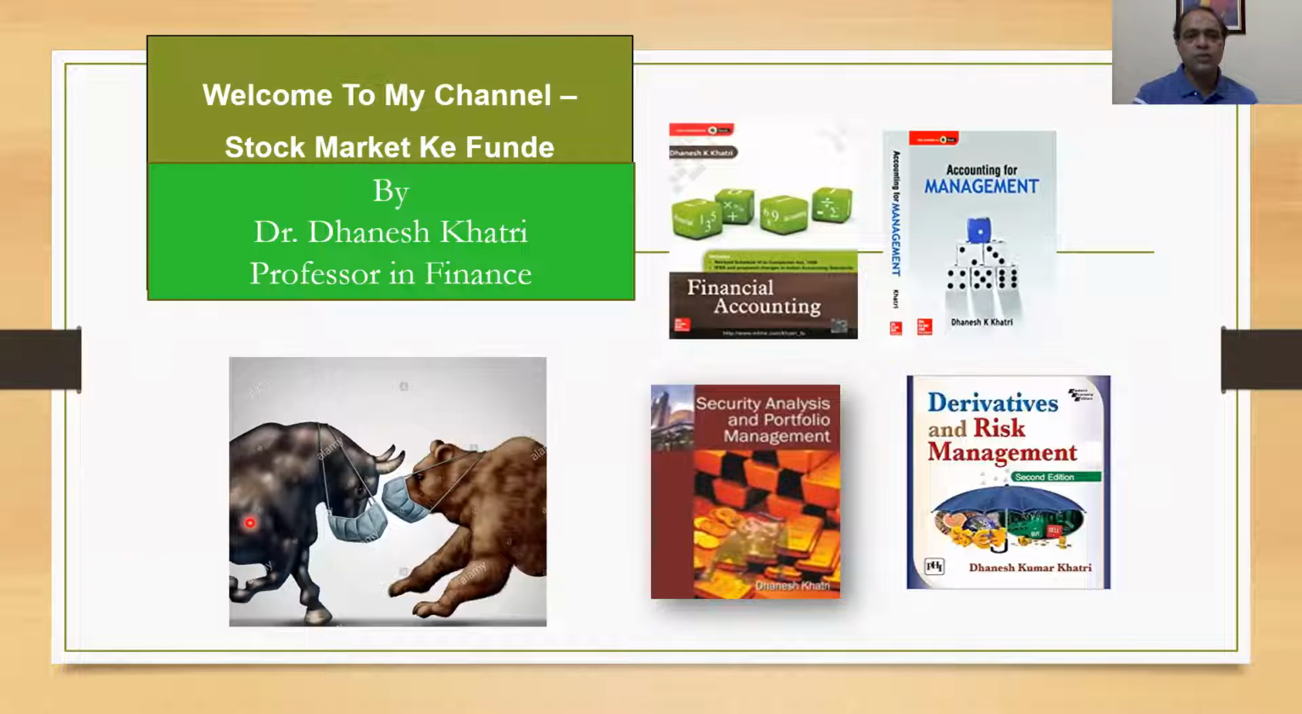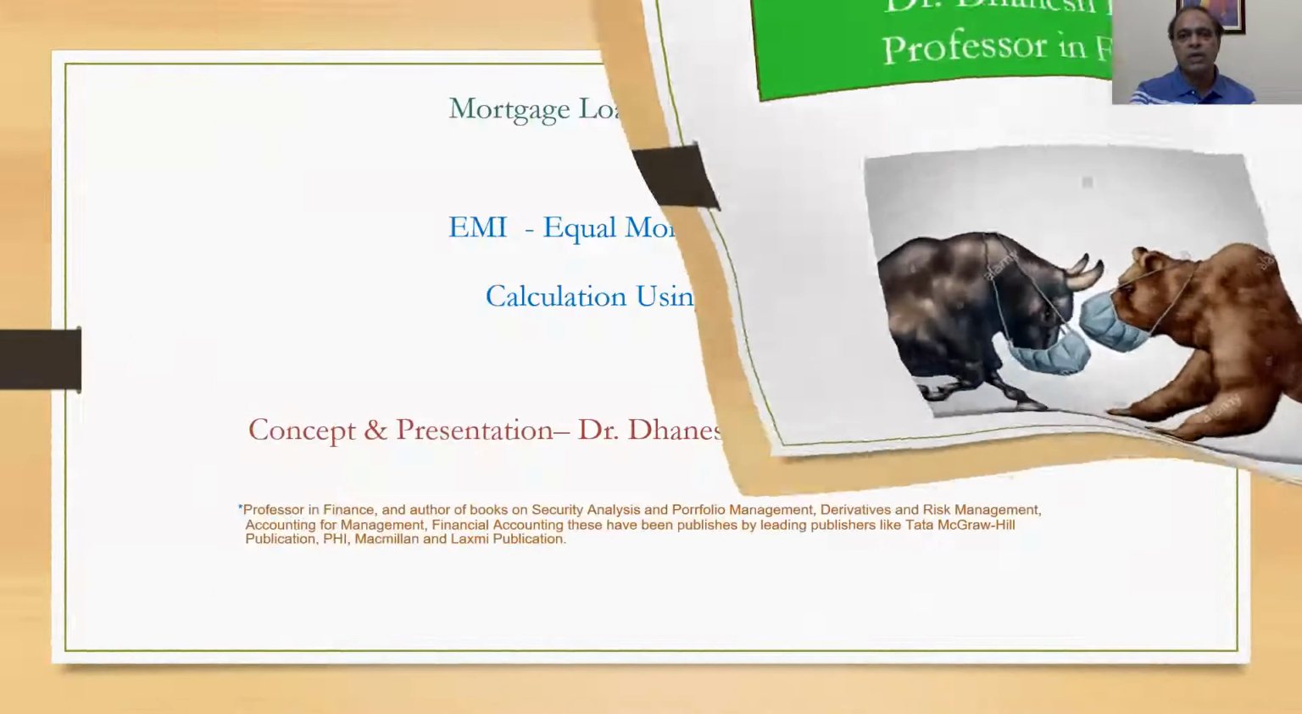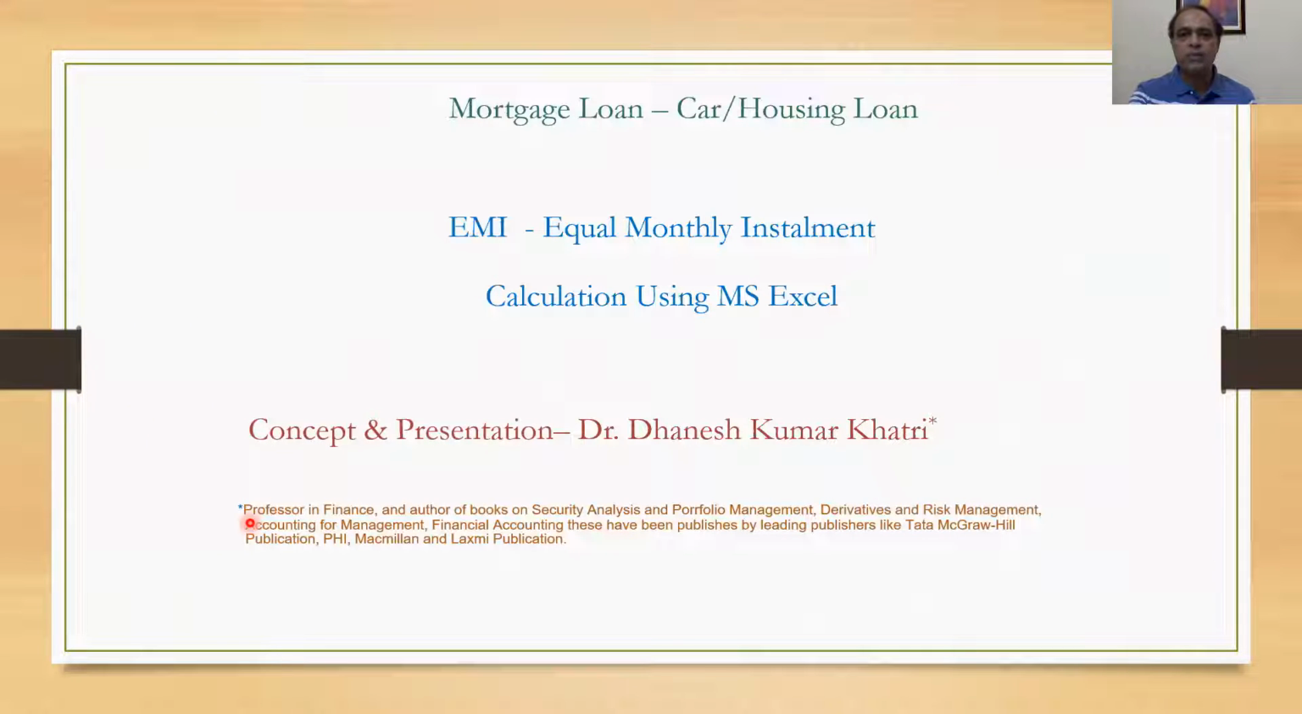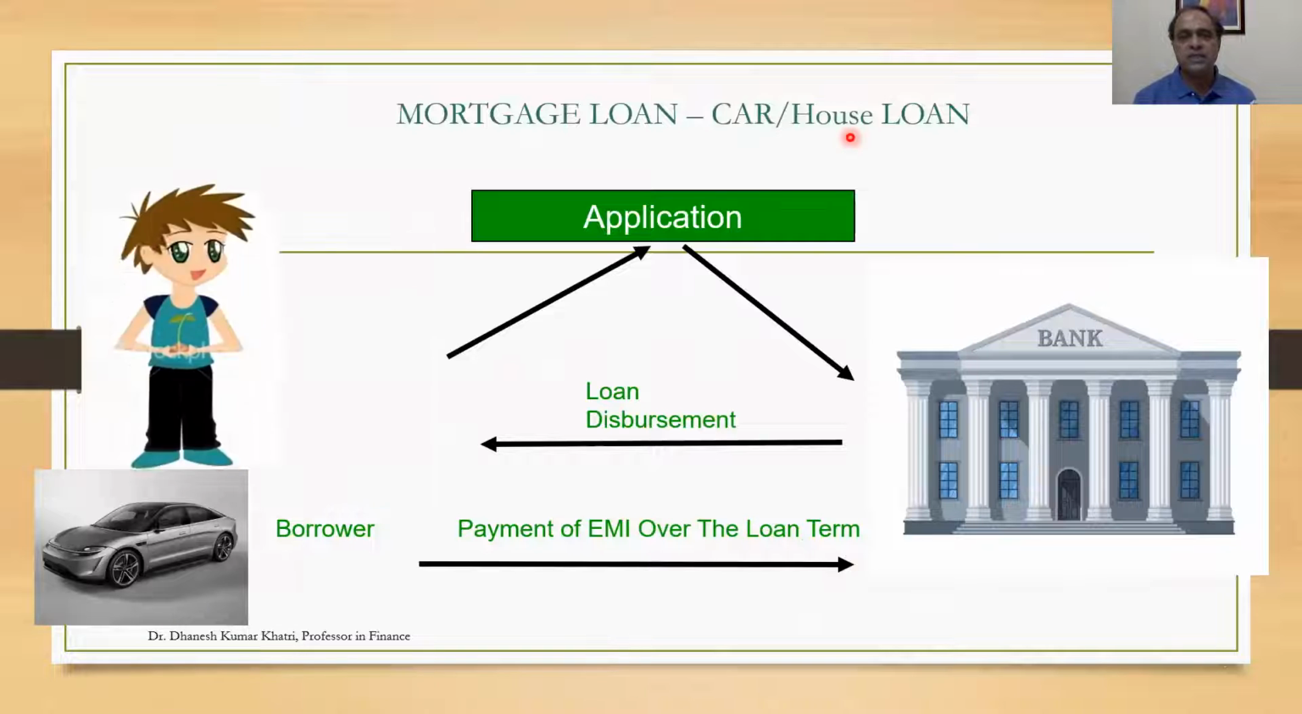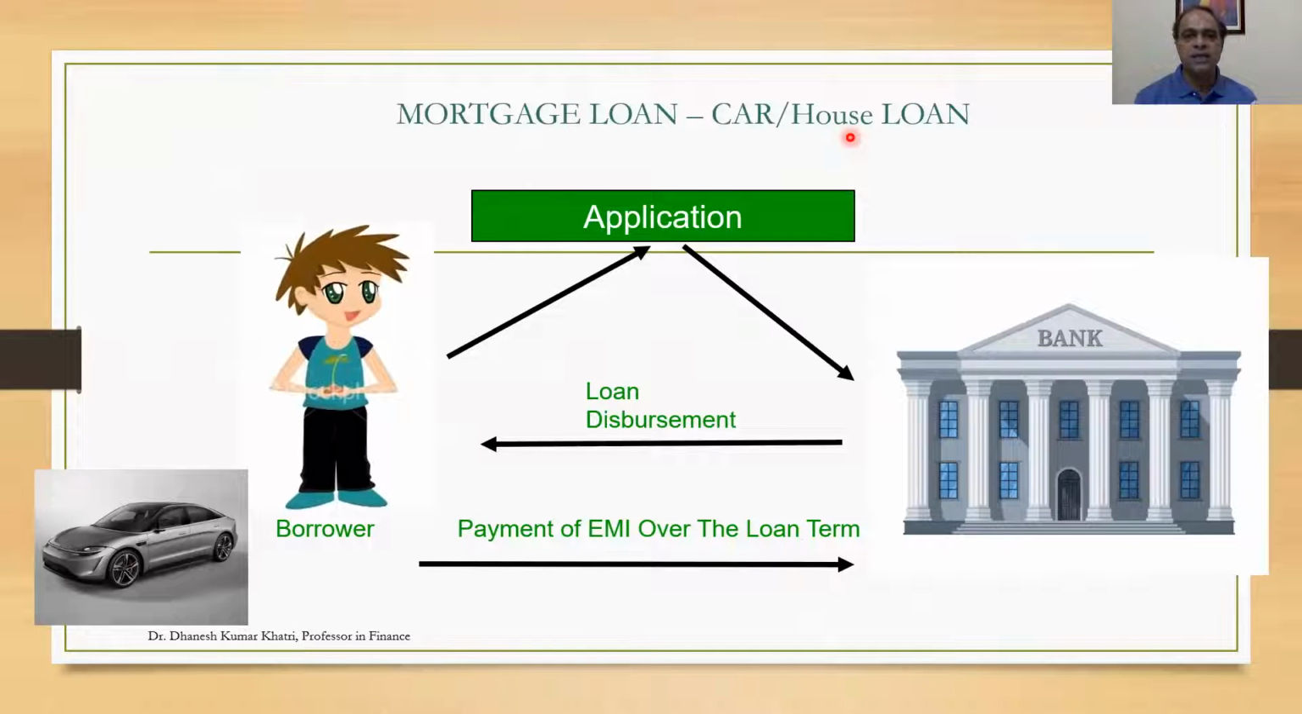Today I am with a new video on how to calculate EMI, that is equal monthly installment of a loan using Microsoft Excel. All of us are aware about car loan and housing loan, and for these loans the typical feature is that these are repaid in EMI, that is equal monthly installment over the term of the loan. If we look at a procedure of the loan sanction, the borrower makes an application to the bank to take either the car loan or housing loan.